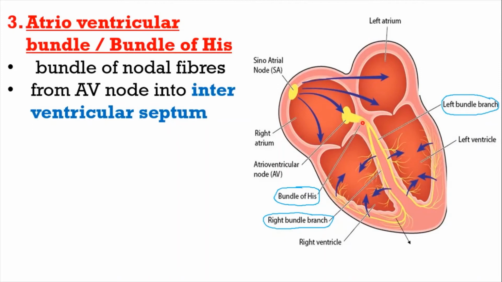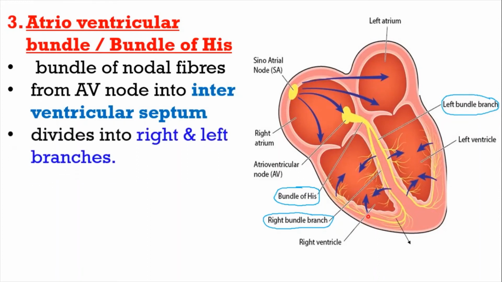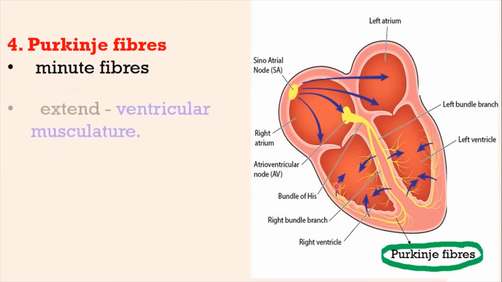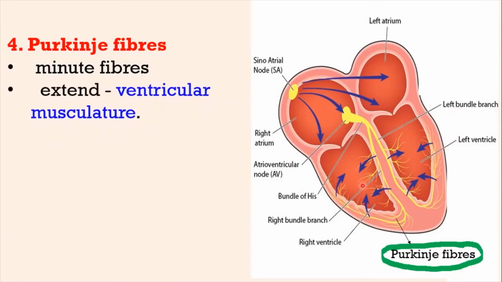Now the bundle of His starts from the AV node and passes through the interventricular septum. There it divides into right and left branches. This is the left bundle of His and this is the right bundle of His. Now these two branches give rise to minute fibers known as Purkinje fibers. Purkinje fibers are the small fibers formed from the right and left branches of the bundle of His. They extend throughout the ventricular musculature.